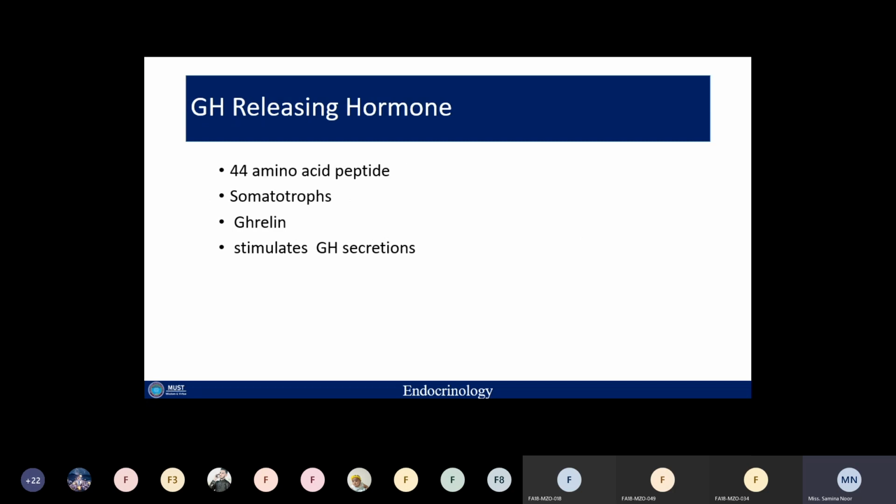The next is another kind of releasing hormone secreted by the hypothalamus, known as growth hormone releasing hormone, or GHRH. This hormone consists of 44 amino acids. So GHRH is actually a 44 amino acid peptide or protein hormone, and it targets the cells present inside the anterior pituitary, named somatotrophs.